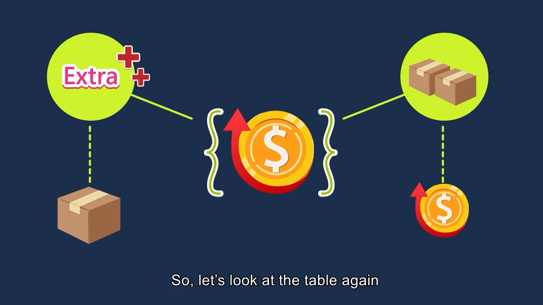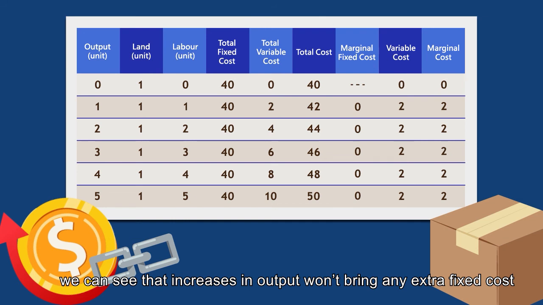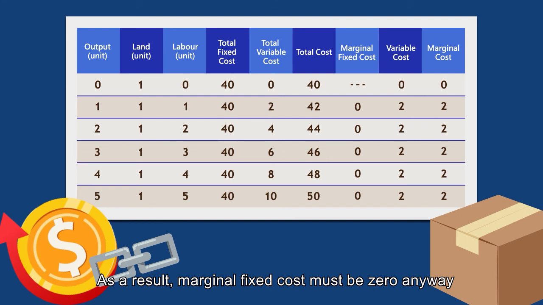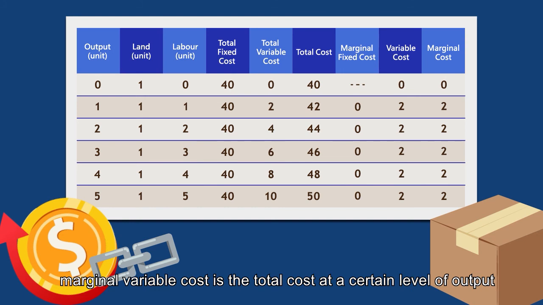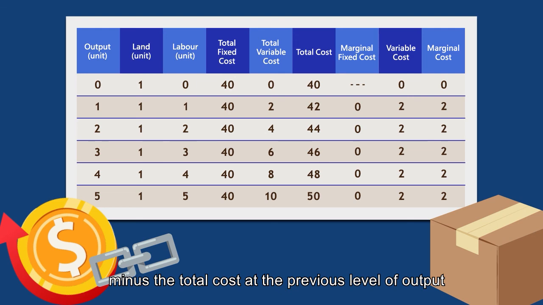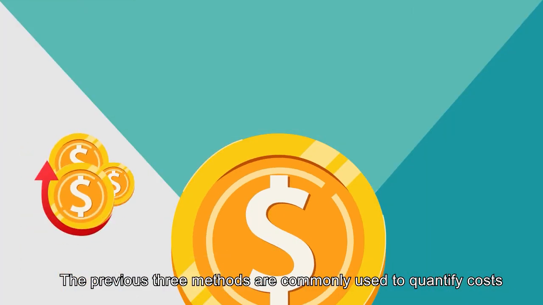So let's look at the table again. In this example, we can see that increases in output won't bring any extra fixed cost because fixed cost is literally fixed. As a result, marginal fixed cost must be zero anyway. Meanwhile, marginal variable cost is the total cost at a certain level of output minus the total cost at the previous level of output. The previous three methods are commonly used to quantify costs.